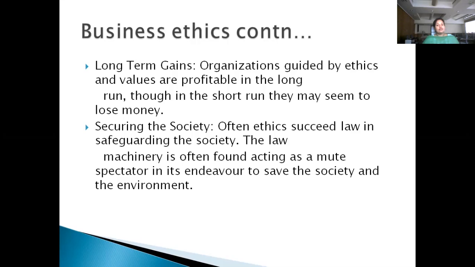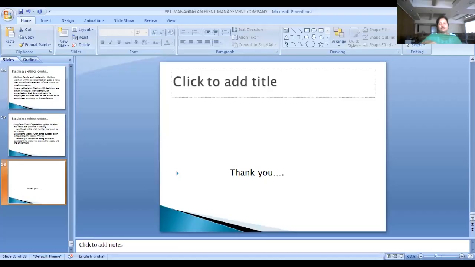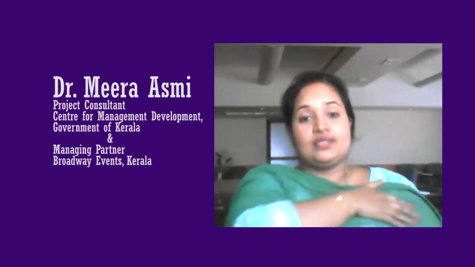Securing the society. Often ethics succeed where law fails in safeguarding the society. The law machinery is often found acting as a mute spectator in its endeavor to save the society and the environment. Any business exists only for the benefit of the society. So the society has to be benefited, and ethics stands as a safeguarding mechanism to protect the interest of the society.